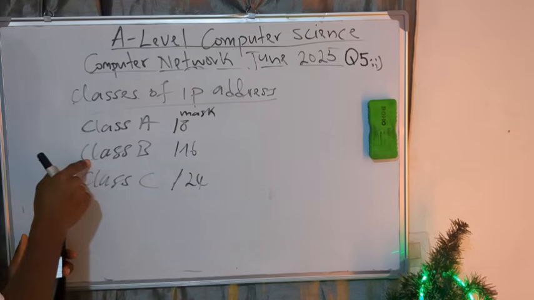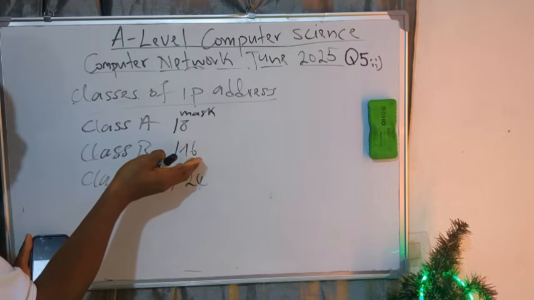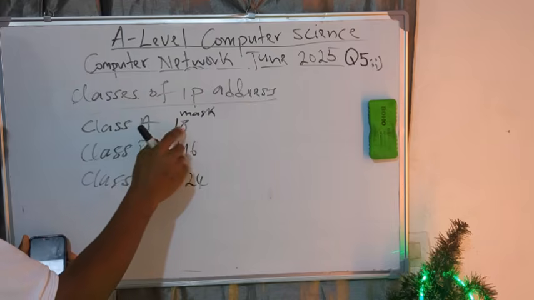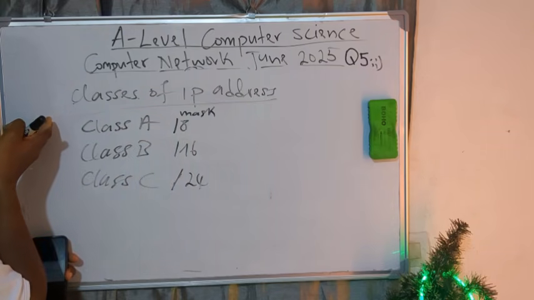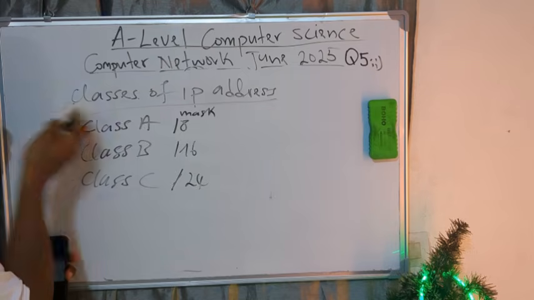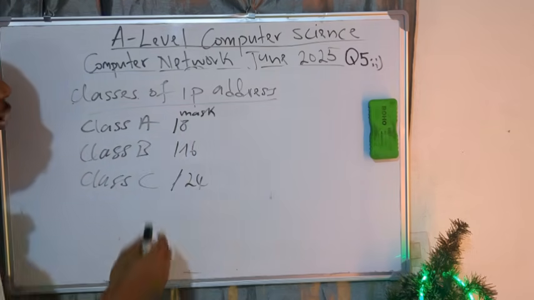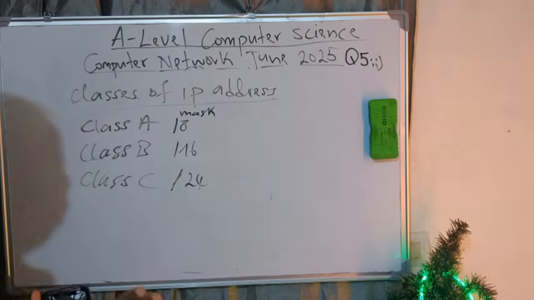Now, class B here simply means 16 bits are for the network part, and the rest of the 16 bits are for what? For the host part. Now, class A, meaning /8 here, means what? That the first 8 bits are for the network part, and the rest is for the host part. So never forget that the mask here represents what? The number of bits for the network part. We said that in the first video.